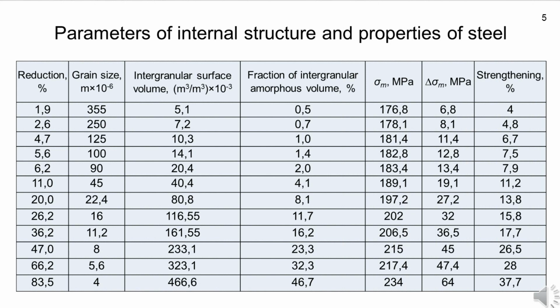Parameters of internal structure and properties of steel at different compression values are presented in the table on slide 5. The table shows that with an increase in the degree of compression, the fraction of the intergranular volume, taken as amorphous, increases, as do the yield strength of the metal and its hardening.